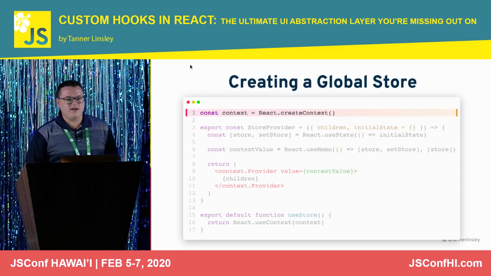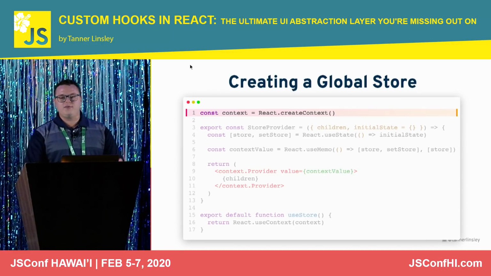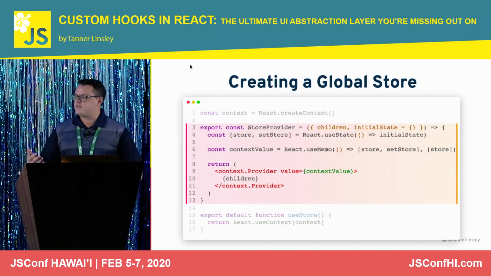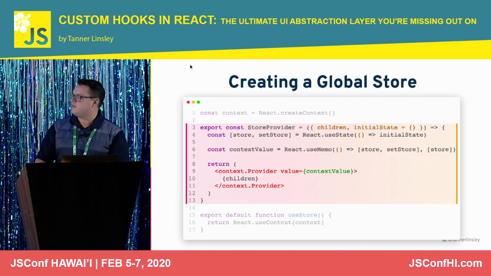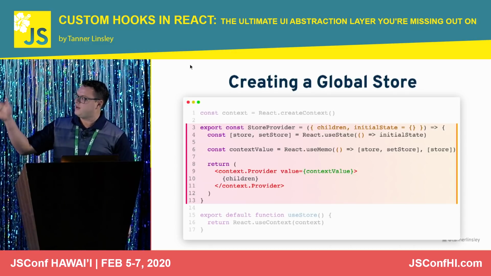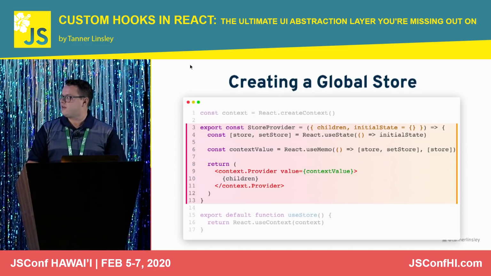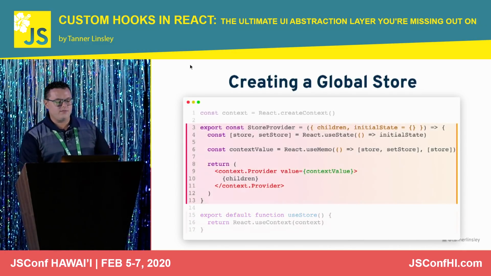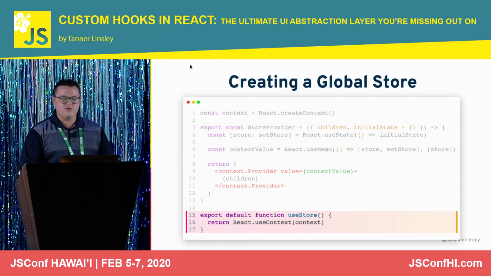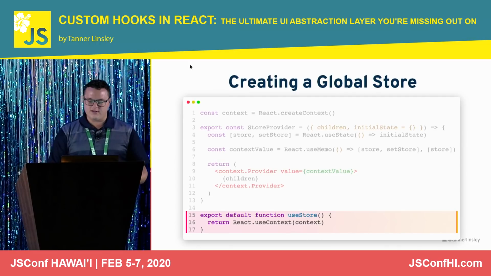We can use React context to pass values down our React tree, not have to pass them through props. We can start with a store provider that's just a wrapper around context that will set up some state with a store and a setStore function right there that we can pass down through our context value. And then we'll have a useStore custom hook that just wraps around that useContext.